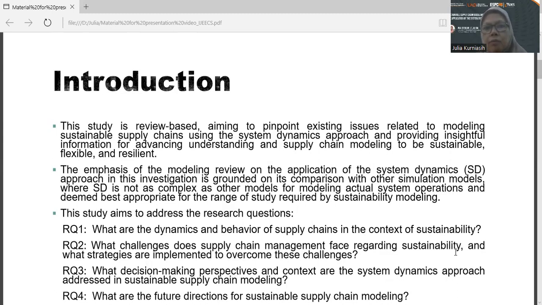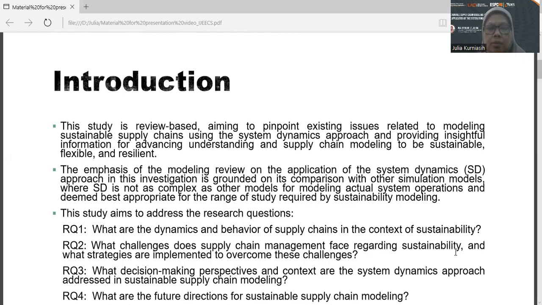The emphasis of the modeling review on the application of the system dynamics approach in this investigation is grounded on its comparison with other simulation models, such as agent-based simulation models or discrete event simulation models, where system dynamics is not as complex as other models for modeling actual system operations, and is best appropriate for the range of study required by sustainability modeling. The study aims to address 4 research questions.